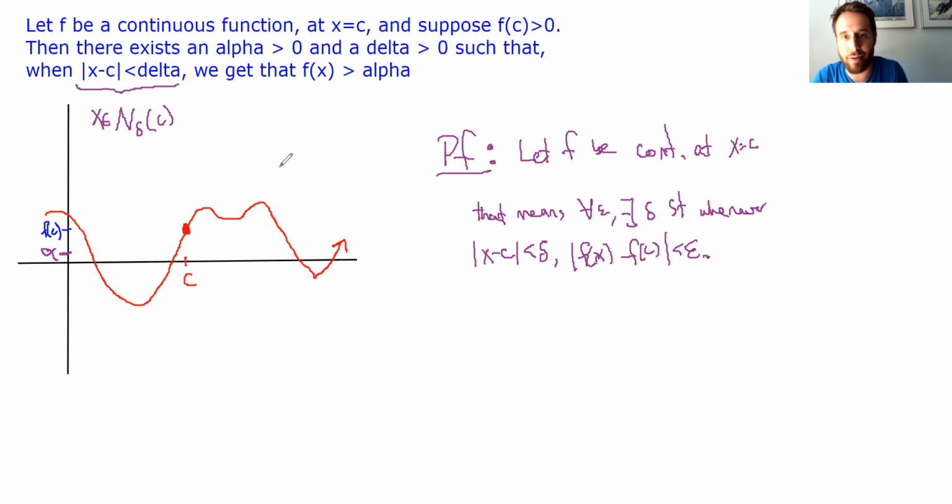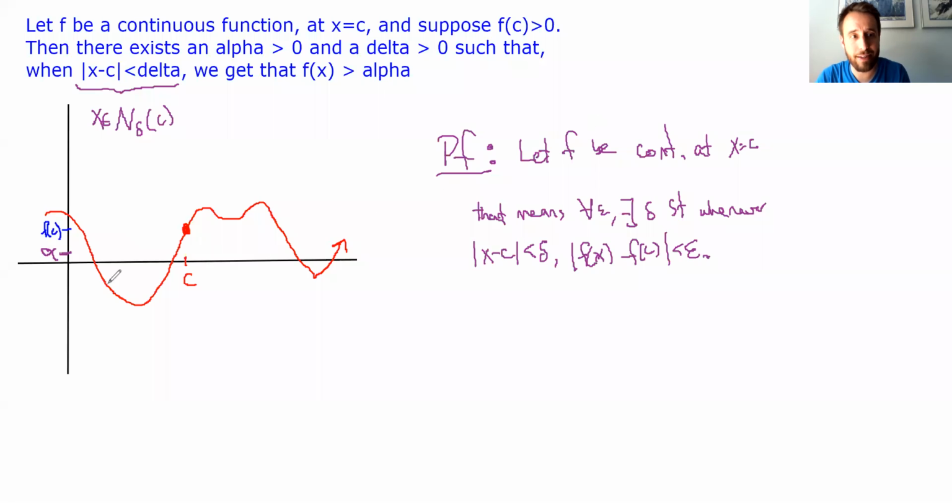a tiny little epsilon window or an epsilon neighborhood around f of c, there's a corresponding delta window or delta neighborhood around c, such that x values in that neighborhood will map to f of x values inside of this neighborhood. And here's where we gain some intuition on how we can use and choose a clever epsilon. I'm trying to prove that such an alpha down here exists and that our function will eventually stay above alpha as long as I'm close to the point c.